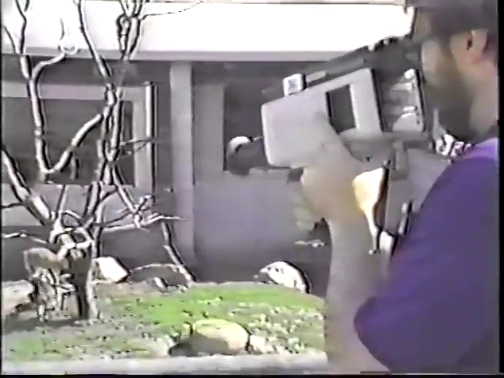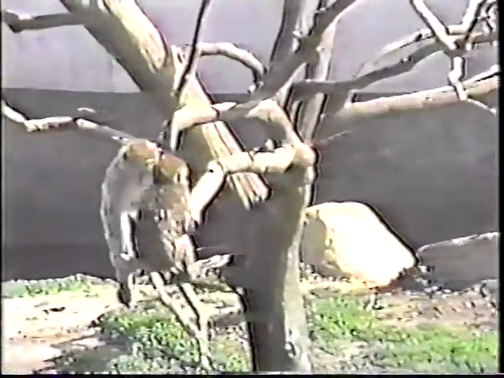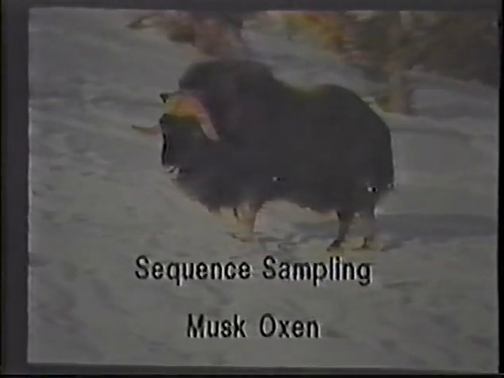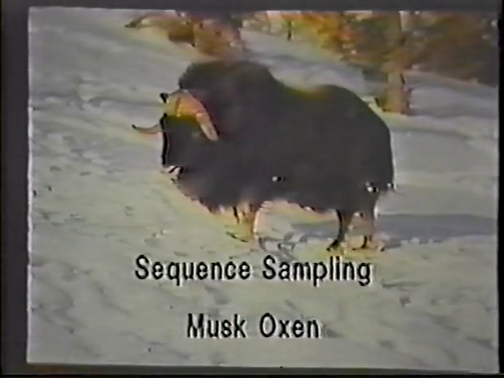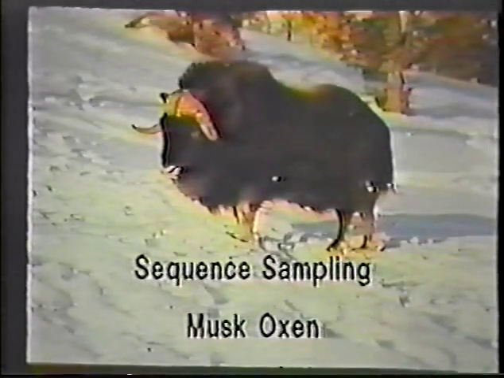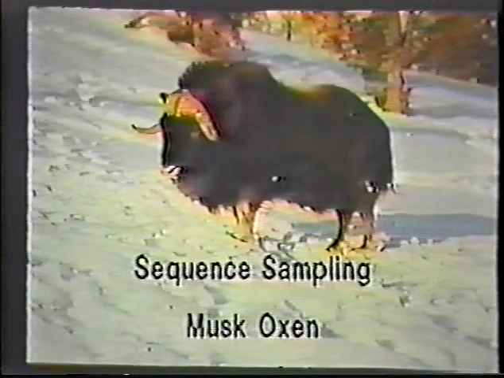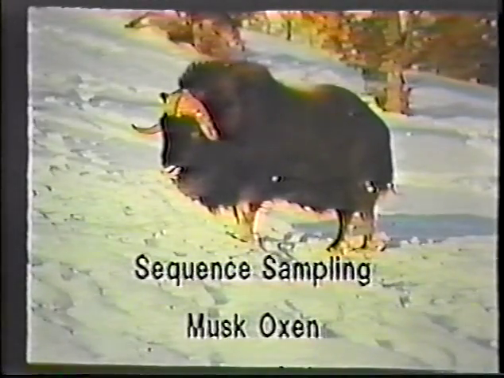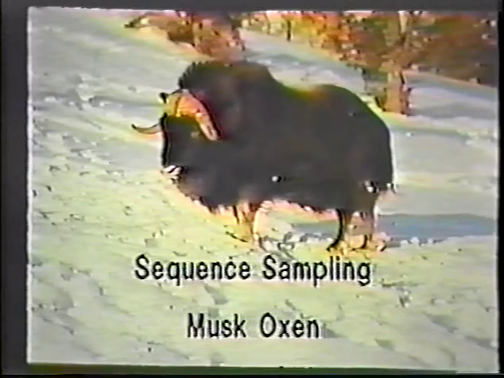Ethologists often use film or videotape to record sequences of behavior. They can then review the sequences using slow motion to record more accurately and to analyze their data. Find the data sheet labeled Sequence Sampling, Musk Oxen, and familiarize yourself with the research question, ethogram, and description. Then view the following segment and record the sequence of the behaviors as per the instructions.